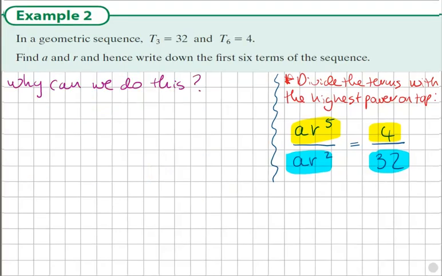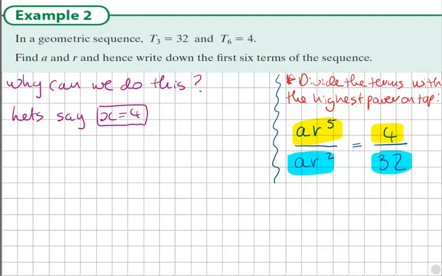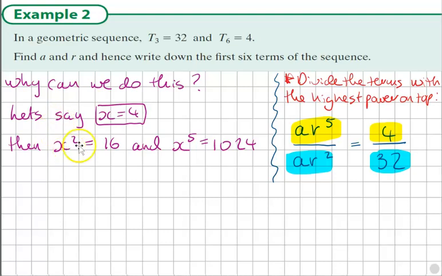So why can we do this? Let's say x is equal to 4. This is just an example to show why we can actually do this. I'm going to come back to this in a second and actually work it out. But I just want to explain why we can put our equations into fractions and let them equal each other. So let's say x is equal to 4. Then x squared would be equal to 16 because 4 squared is 16. And x to the power of 5 would be equal to 1024 because 4 to the power of 5 is equal to 1024.